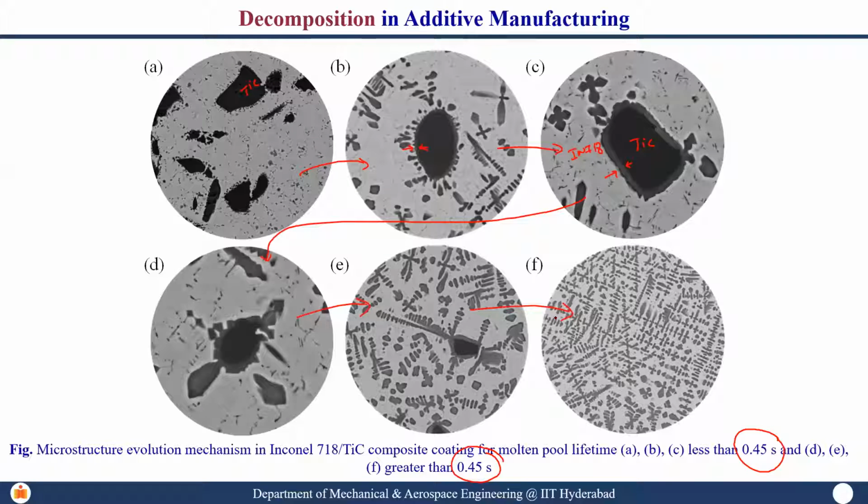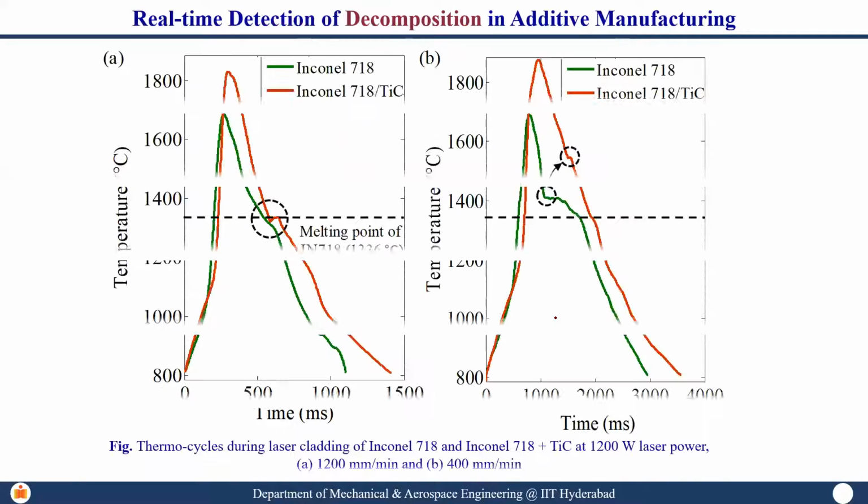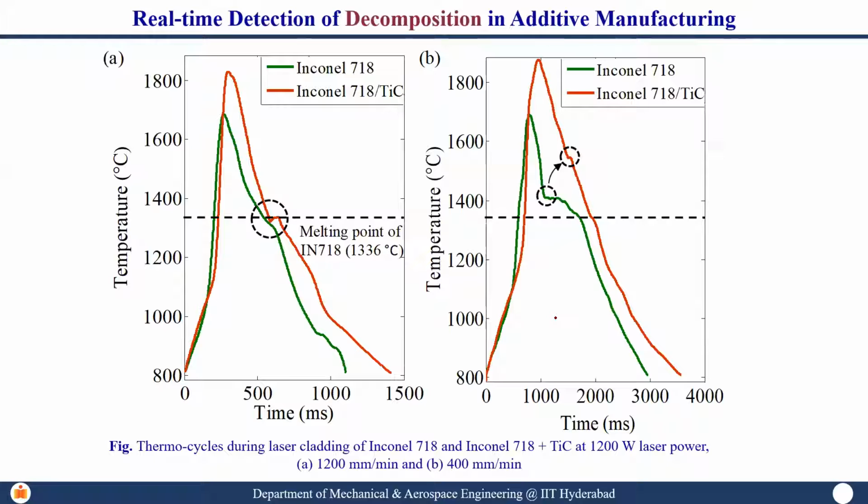Now, how do you detect this in real time? What is happening inside the molten pool? Even if you want to stop the process because this dissociation is taking place, how do you do that? We all know that in Inconel 718, if the titanium carbide particle is not dissociating, then the metal matrix composite also shows the solidification self at the same location as that of Inconel 718. So this is the metal matrix composite in red.